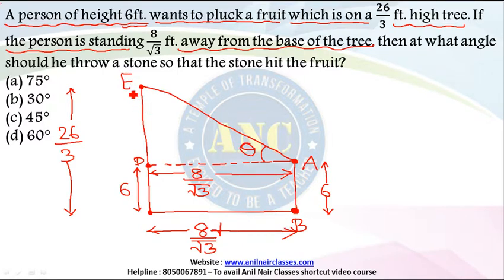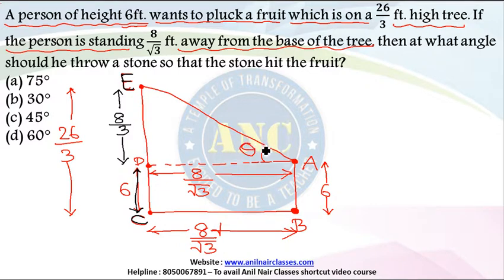Now see here, sir. Can I say that the entire distance from this point, I will call it C, the entire distance from C to E is given in the question as 26 by 3 feet. And from C to D, it is given as 6 feet. That means this is nothing but 26 by 3 minus 6. The ED value is nothing but 8 by 3 feet, right? ED value is nothing but 8 by 3 feet.